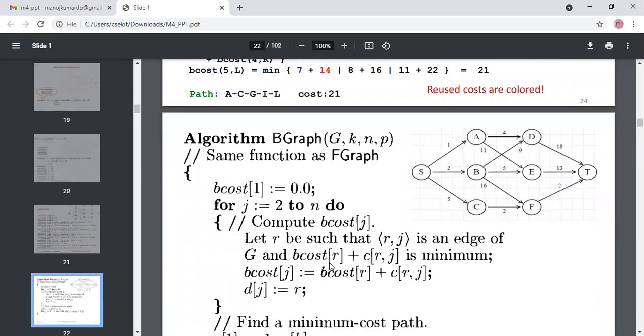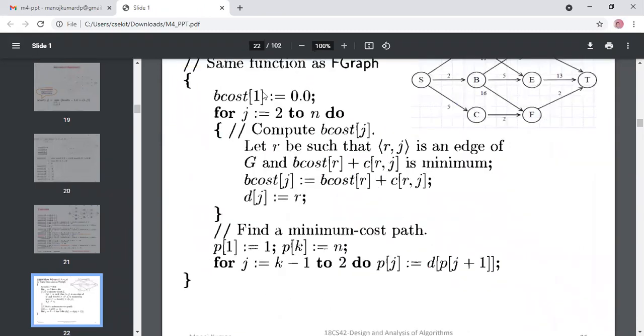Now you come to the algorithm. Coming to the algorithm for the F graph. Here we take B cost of R plus C of R comma J, which is minimum. B cost of J is equal to B cost of R plus C of R comma J. So D of J is equal to R. Find the minimum cost path. So P of 1 is equal to 1. P of K is equal to N. For J equals K minus 1 to 2, do P of J is equal to D of P of J plus 1.